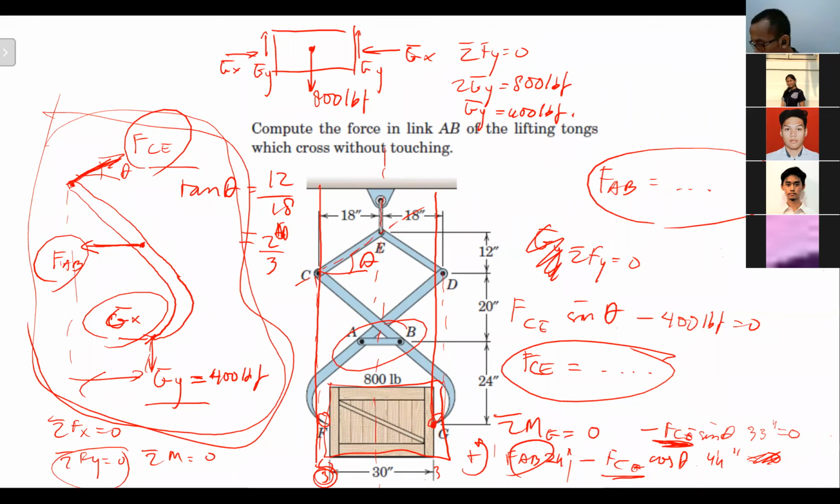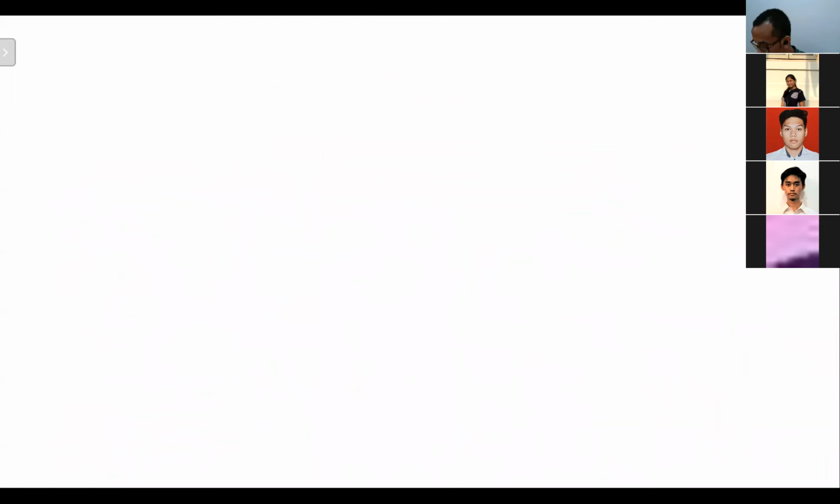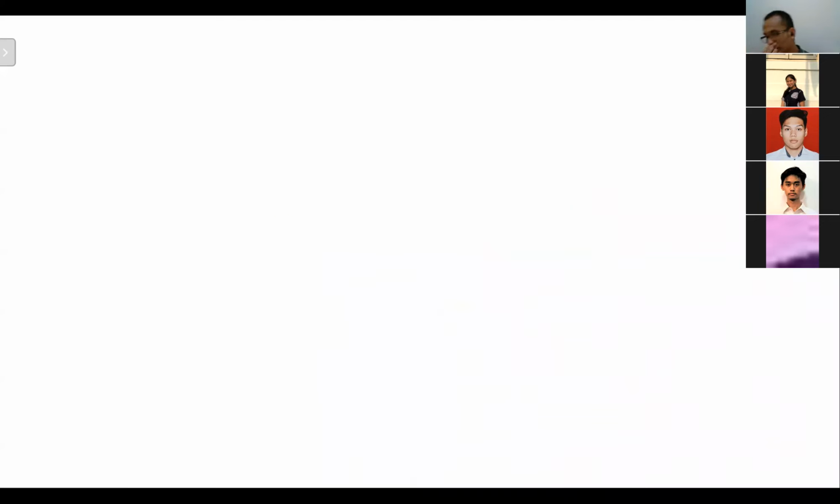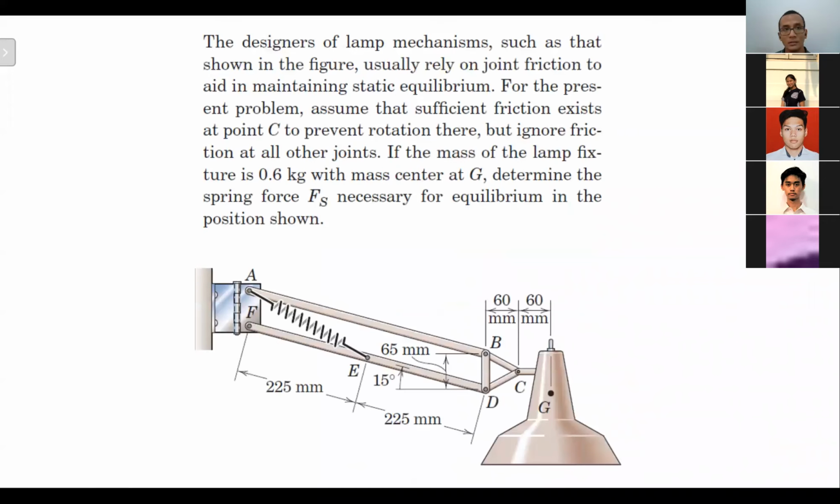Okay, I think I will continue again with the next one. This one, or this one, or just that one, will be the same. It will be your homework. I think it will be this way.